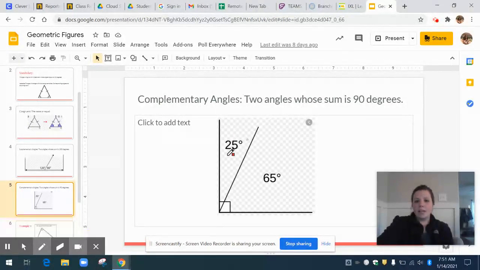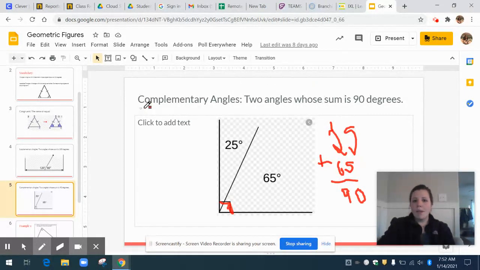So complementary angles are two angles whose sum is 90 degrees. And I know that it's a 90-degree angle by the square right here that they've drawn for us. And if I add 25 plus 65, okay, 5 plus 5 is 10, carry my 1, 2 plus 1 is 3, plus 6 is 9. And I get 90 degrees, okay? So that's how I know what complementary angles are: two angles whose sum is 90 degrees, okay?